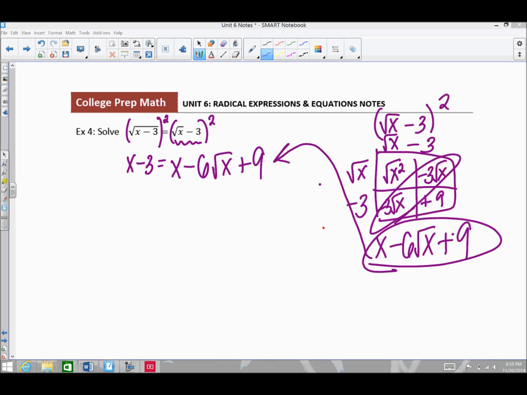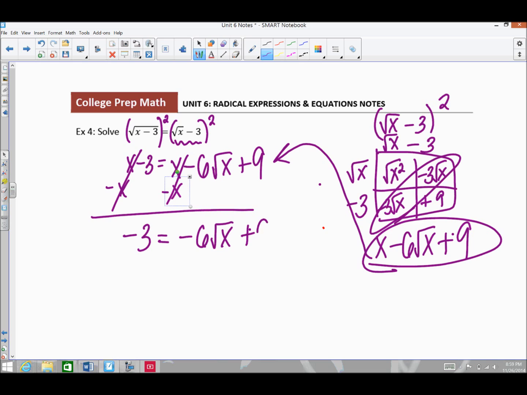And now you notice that I still have a square root in here, which means I am going to have to square each side of the equation again. But before I do that, I want to isolate it so that I don't have all of these complicated pieces to multiply. So I'm going to group my like terms. So let's bring this x over first. So we have those x's canceled. So we have minus 3 equals negative 6 square root of x plus 9. We can go ahead and bring the 9 over. So we have minus 12 equals negative 6 square root of x.